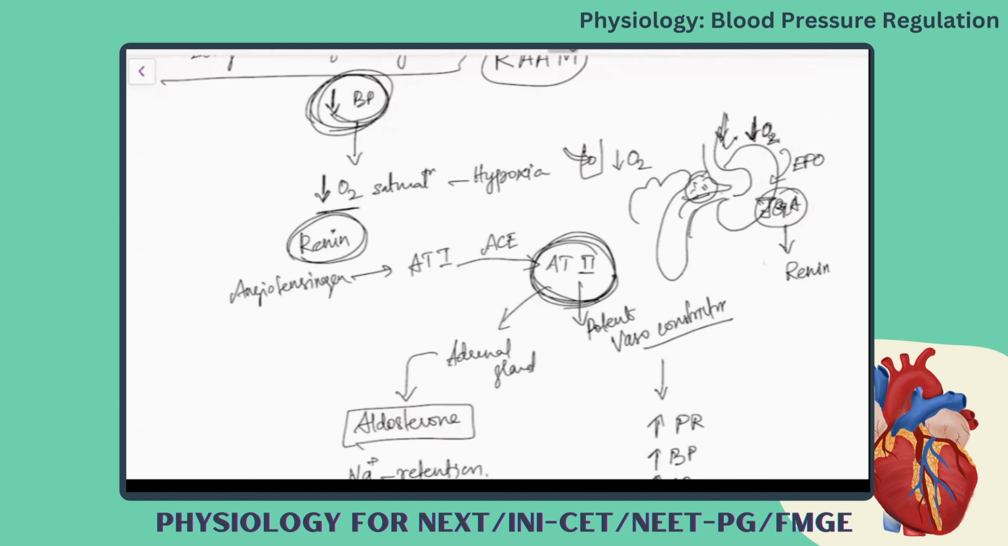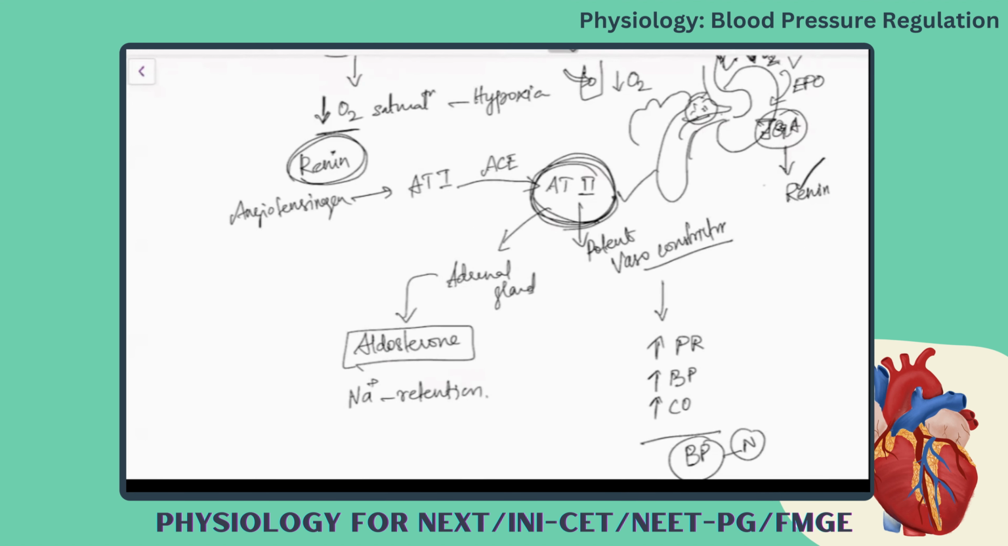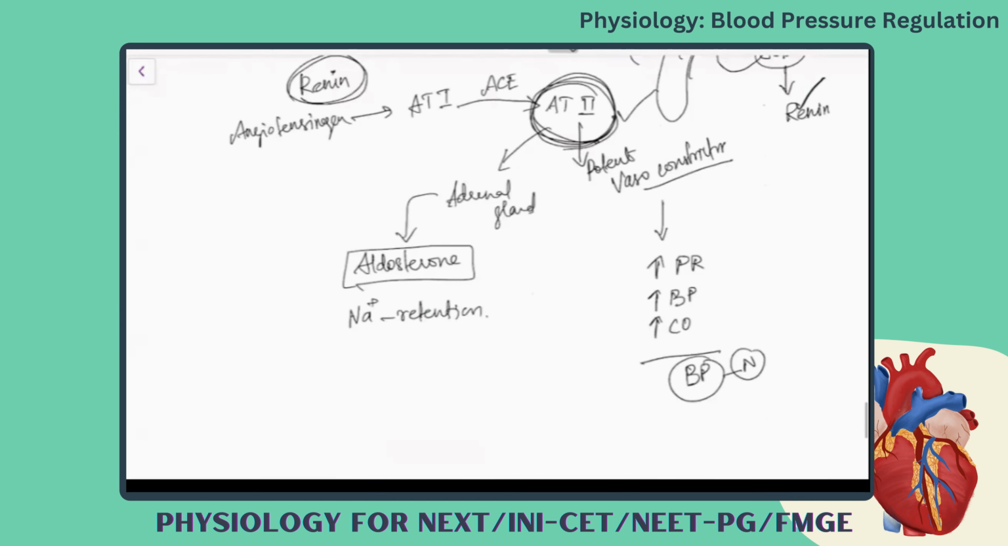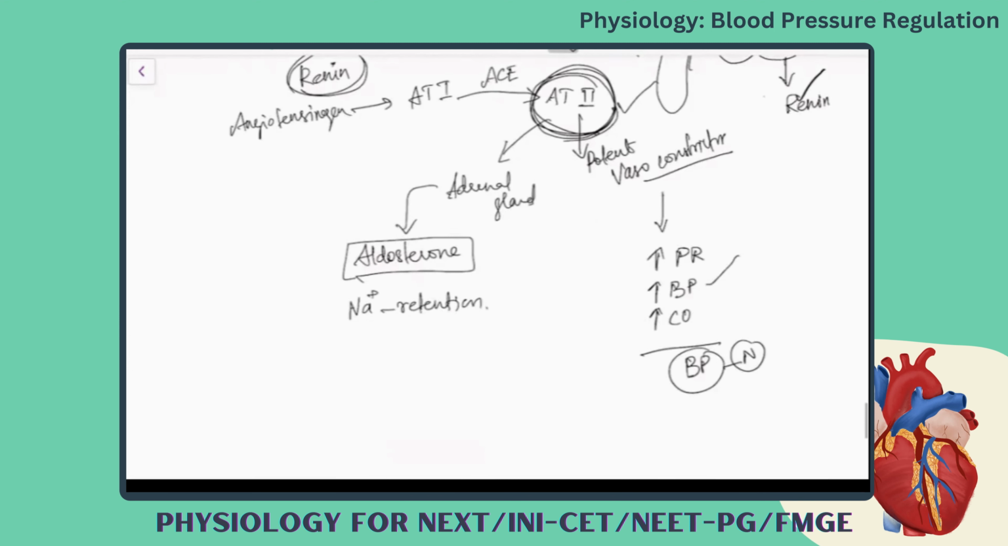Our goal is to increase the blood pressure. One way to increase blood pressure is through oxygen: hypoxia is giving a signal. The other way, renin is giving the signal, and this renin is producing angiotensin 2, which constricts the vessels, increasing the peripheral resistance and increasing the blood pressure. And in another way, this angiotensin 2 is also giving a signal to the aldosterone.